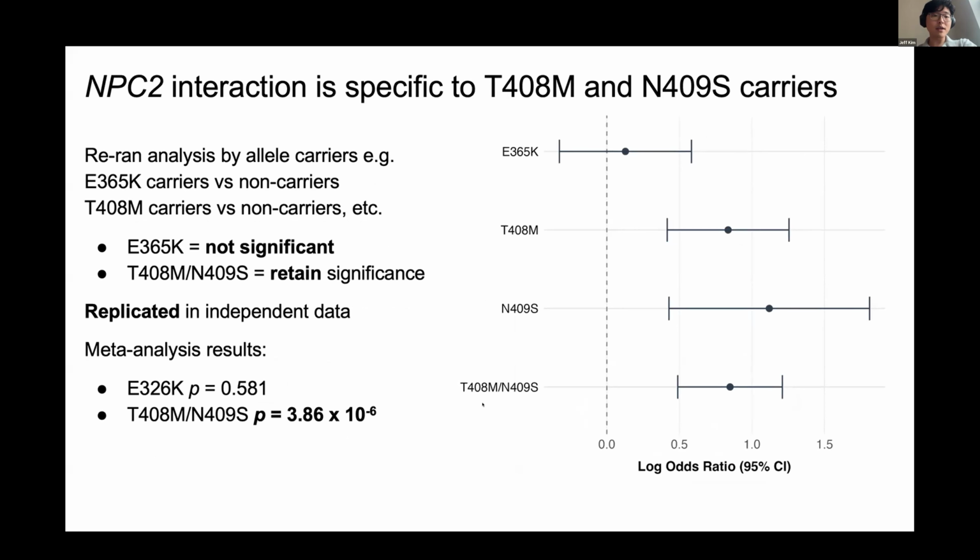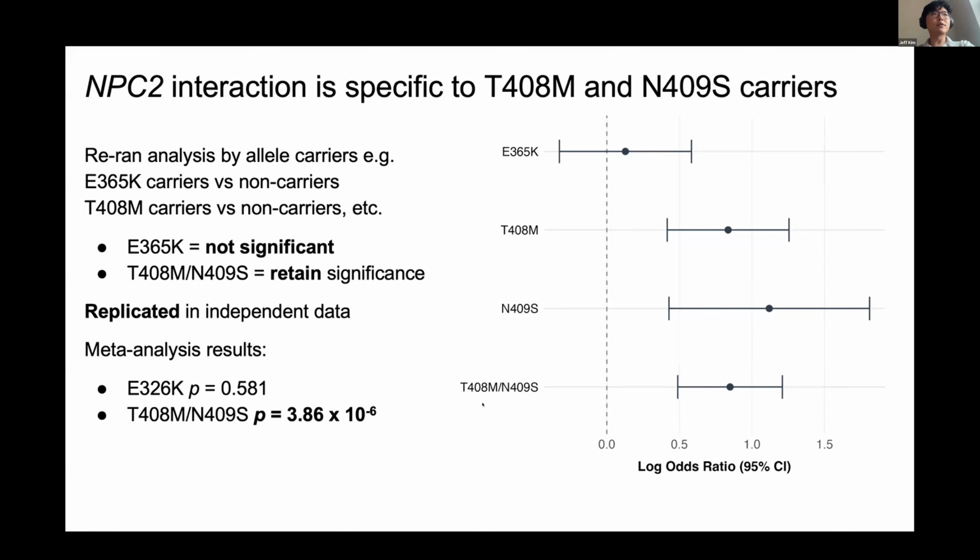And again, this was replicated in independent data, and once we meta-analyze it, we can see that T408M and N409S have a very, very strong significance, at 10 to the negative 6. Meanwhile, E326K almost shows a null signal here. So this definitely requires some investigation in the future.